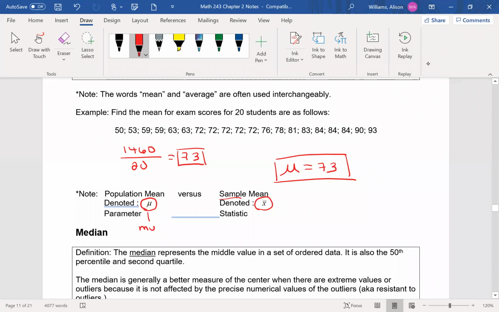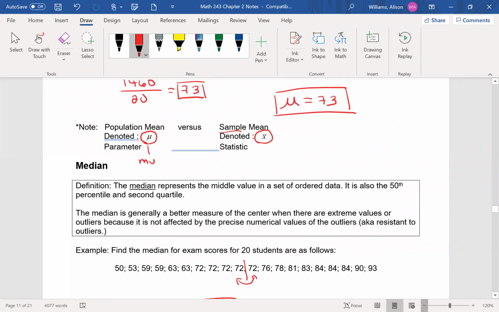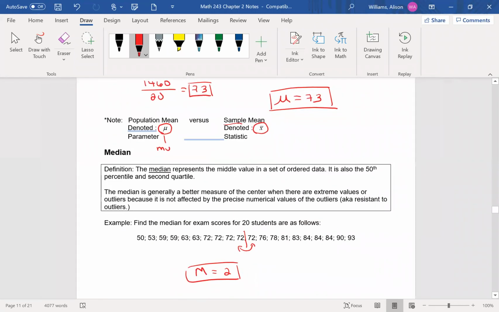It uses all of the data in its calculation, and somehow that feels like it's a better average. But the median is important and it tells us a lot of information. The fact that the mean and the median in this particular example is so close. Oops, I said 72 and I wrote 2. How funny. The fact that their values are so close tells us something.